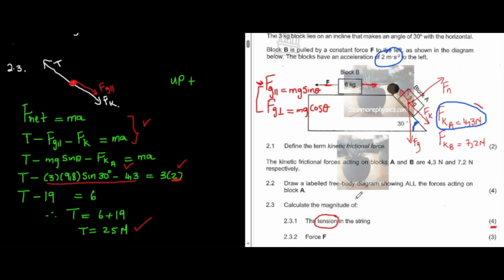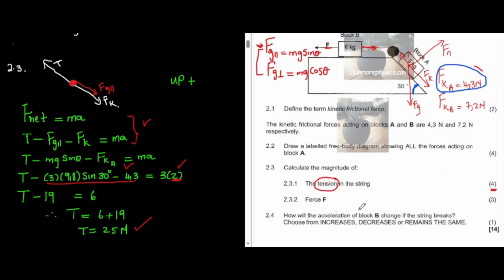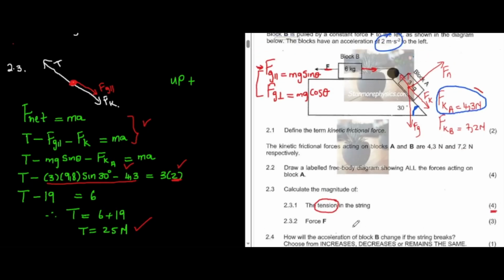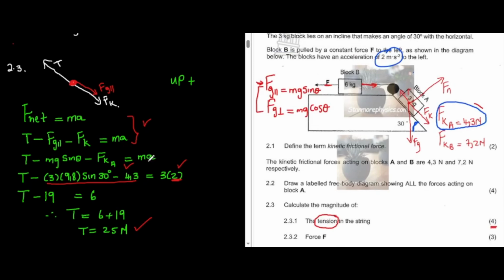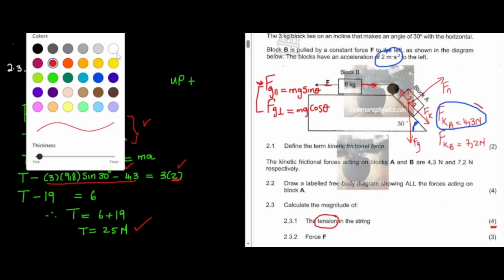So let's look at 2.3.2. Now they want the force F. The force F, it's on block B. This is where we're going to put our main focus, block B.